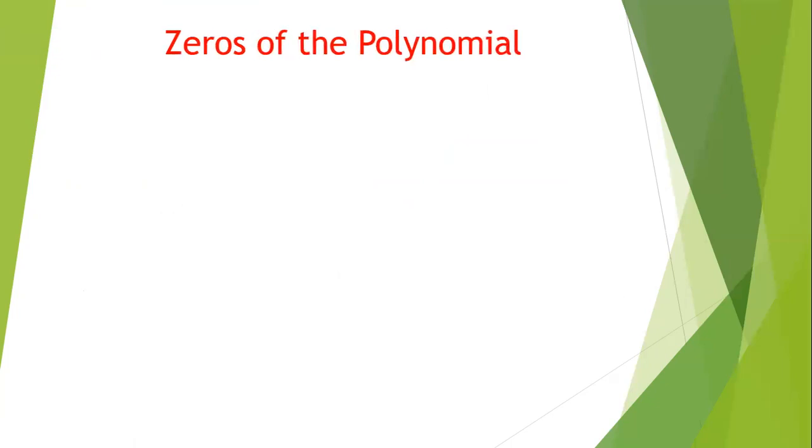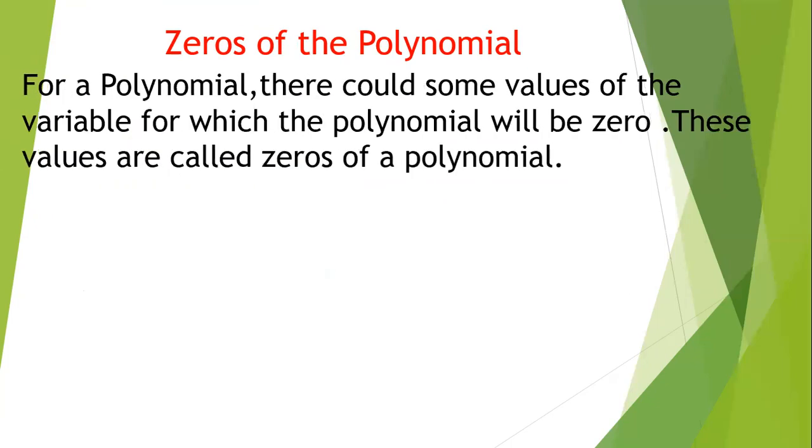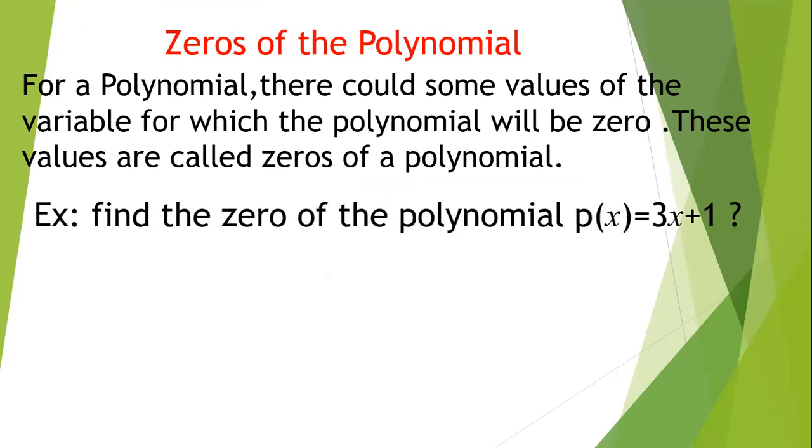In the same way, whatever the degree or the nth value given, you have to write the general form of the polynomial. Now coming to zeros of the polynomial. How to find the zeros for a given polynomial? For a polynomial, there could be some values of the variable for which the polynomial will be 0. These values are called zeros of a polynomial. For better understanding, I will give an example for that. By that we can understand clearly.